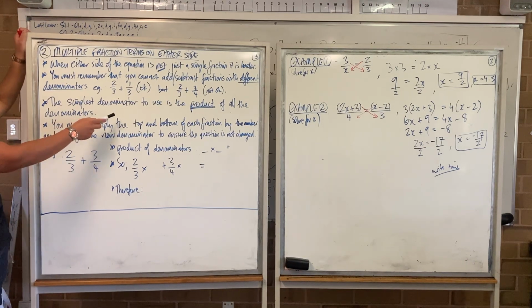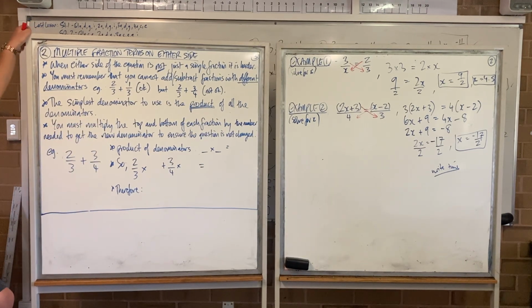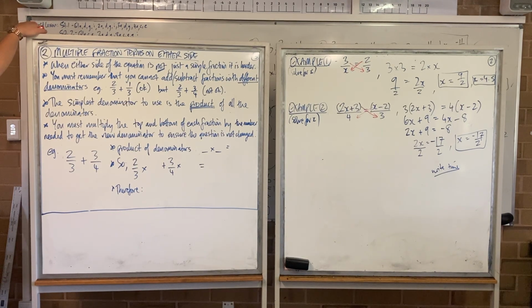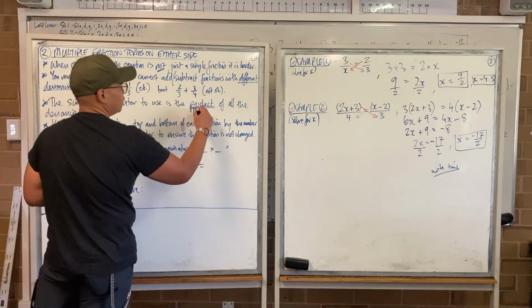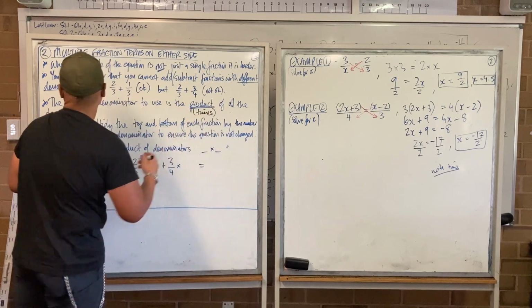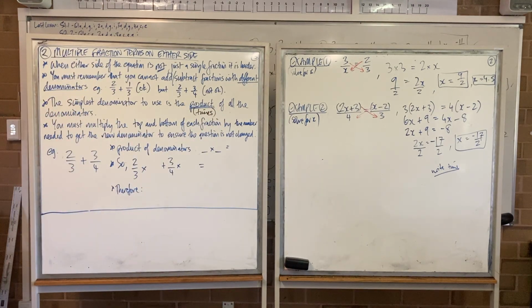So the simplest denominator to use is the product of all the denominators. What does product mean? What operation am I doing in maths if I'm finding a product? I'm timesing them together. So I'll just write for anyone who doesn't know: the simplest denominator to use is the product, which is timesing, of all of the denominators. You must multiply the top and the bottom of each fraction by the number needed to get the new denominator to make sure you don't change the question.